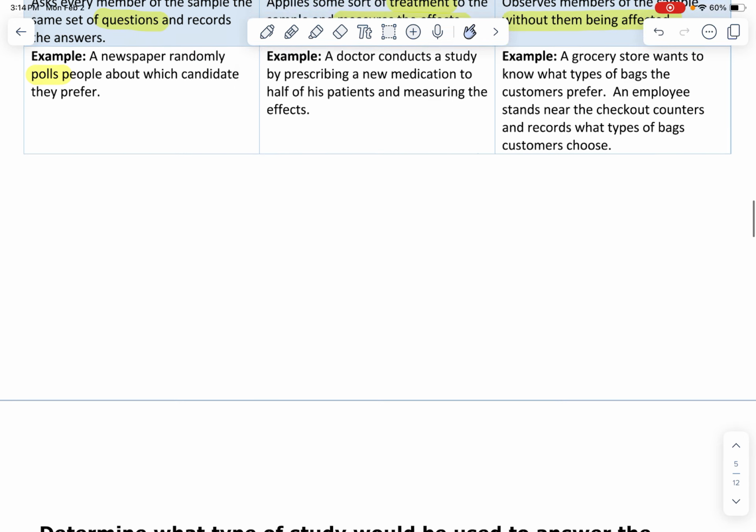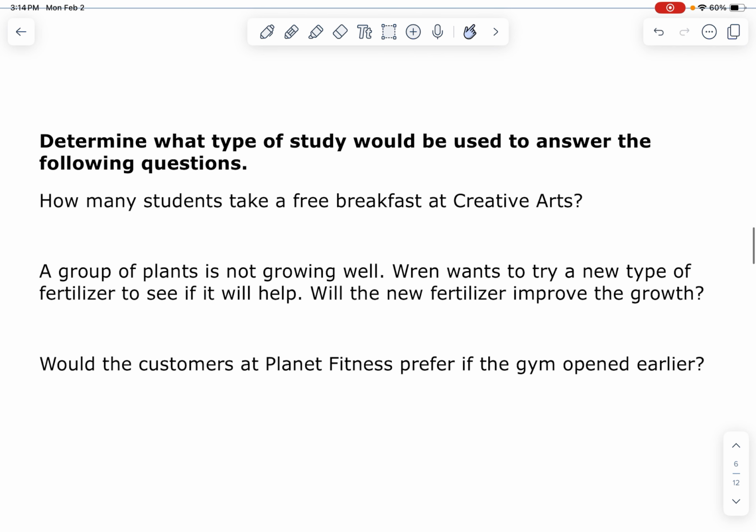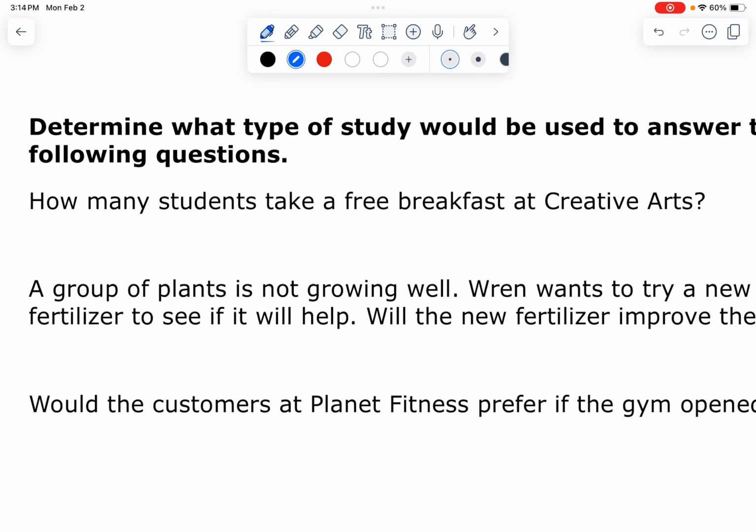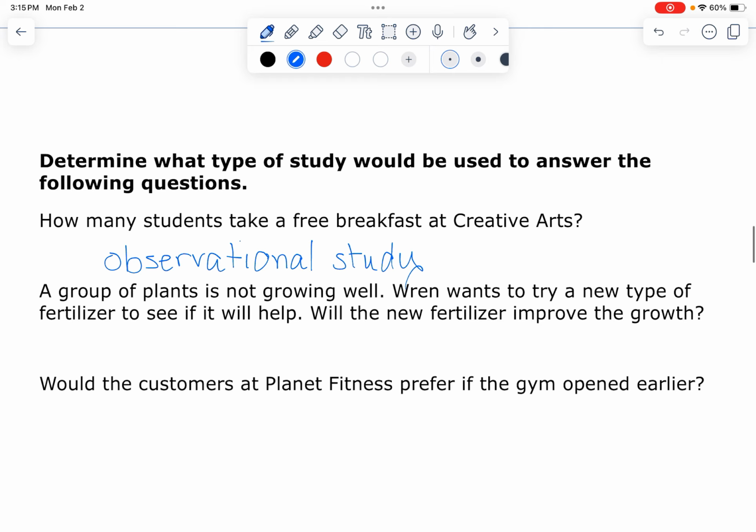So take a look at these examples here and determine what type of study would be used to answer the following questions. How many students take a free breakfast at Creative Arts? Probably a good one to do that would be observational, where we could just watch and see.